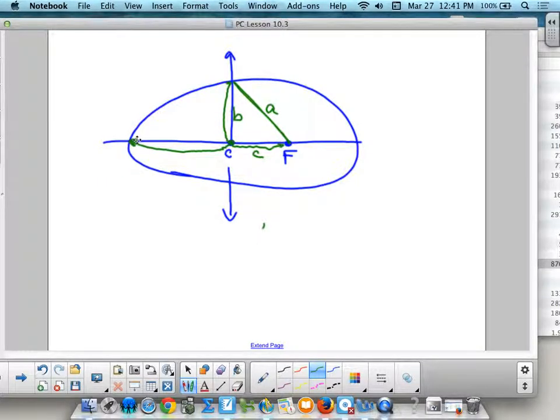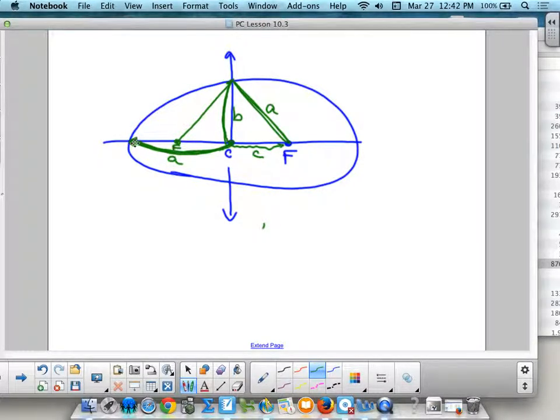What letter am I going to call it? No, it's A. Remember this was 5 and 5, okay? And that was half the major. So half the major axis, we're going to call it A. So these are the 3 letters you have to know. C is the distance from center to the foci. B is the distance from the center up the minor till you hit the ellipse. And A is from the center to the vertex.